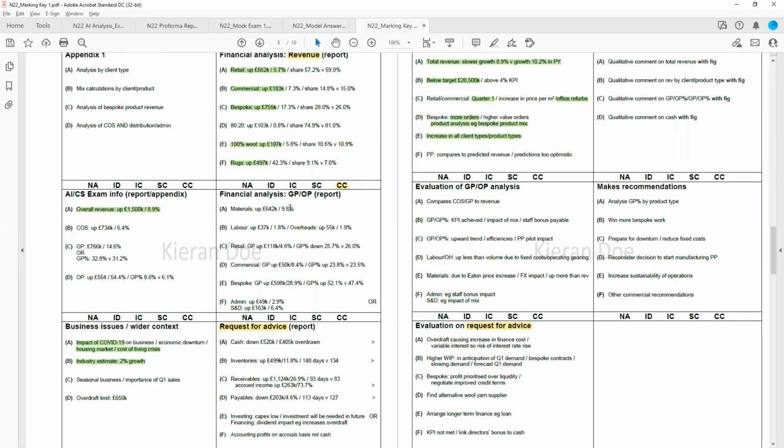And we can see here, we've done exactly the same thing. So we did overall cost of sales, which we've picked up there. I mean, as I've said before, that can be in the appendix as well. So overall cost of sales, and then we did look at it as a percentage of revenue. So we compared cost of sales to revenue.